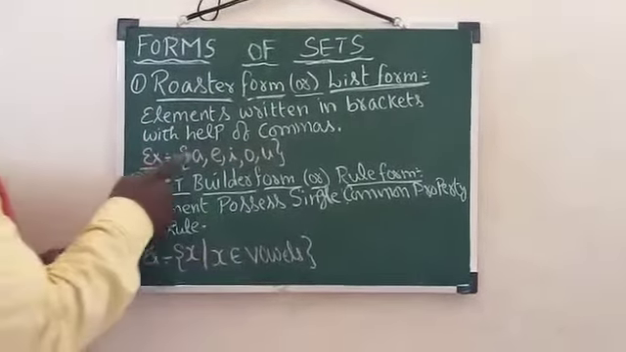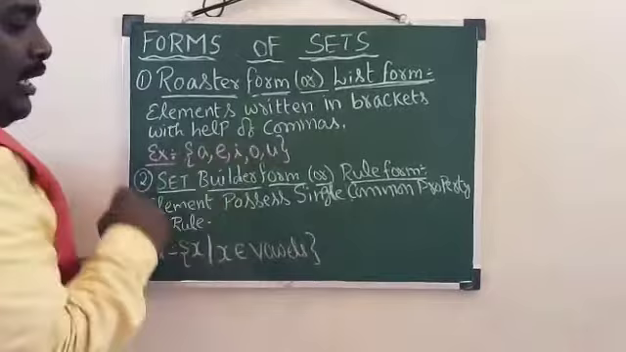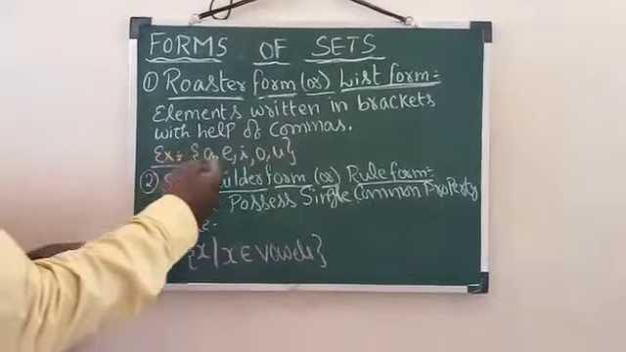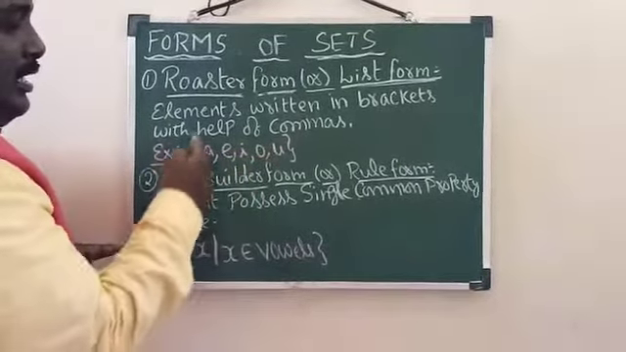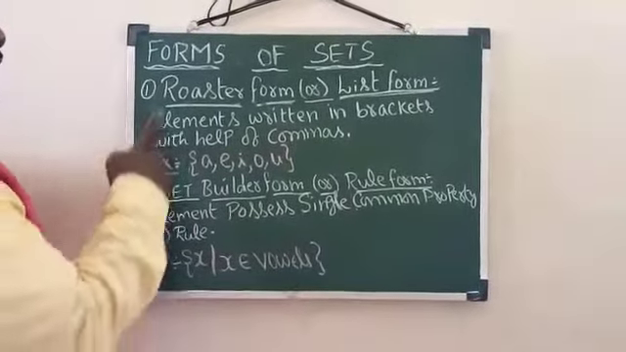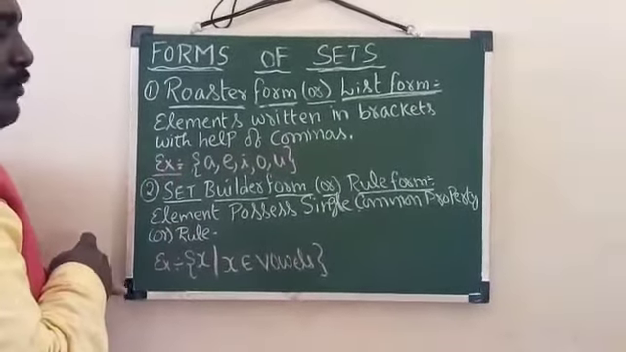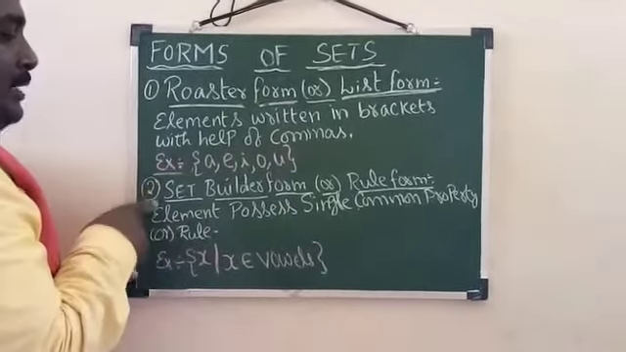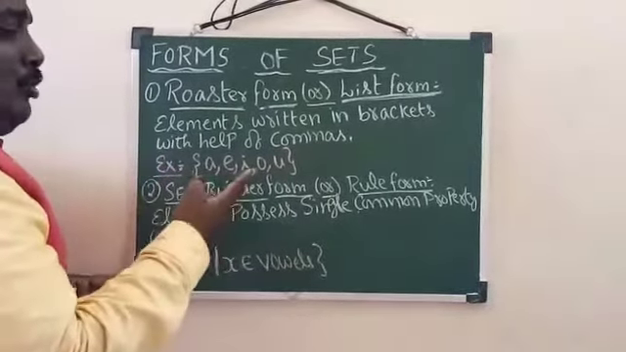A, E, I, O, U are the elements separated by commas and written in brackets. This is a roster form, which we also call a list form. Next, set builder form, or a rule form.